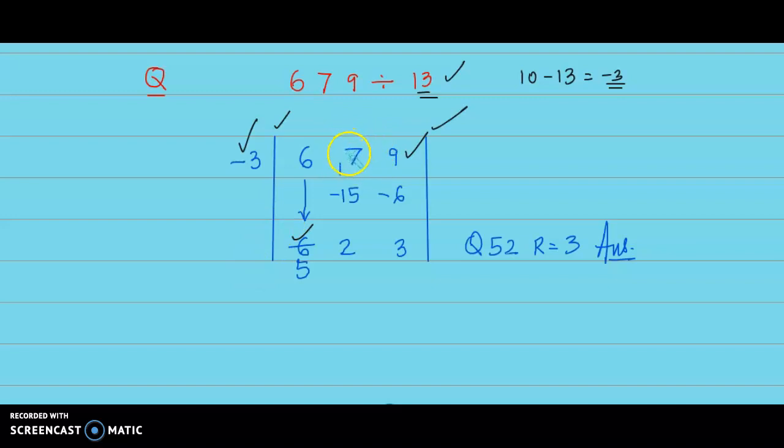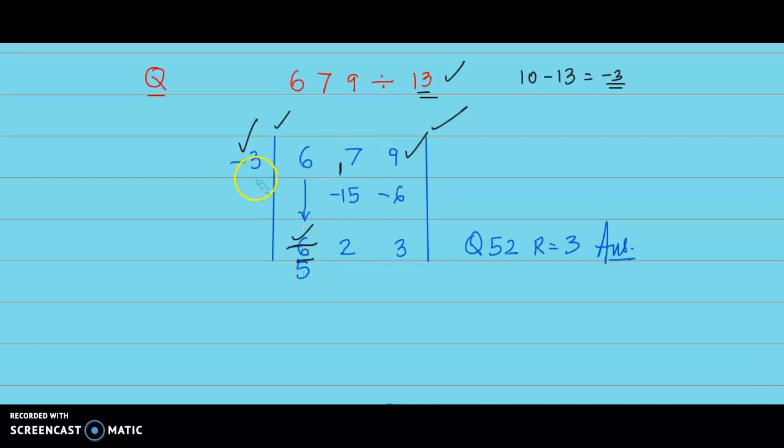As it cannot be subtracted, 7 minus 18 is not possible. So what we will do, we will reduce it by one digit. So cancel this 6 and make it 5, and that 1 we will add over here. So now it becomes 17.